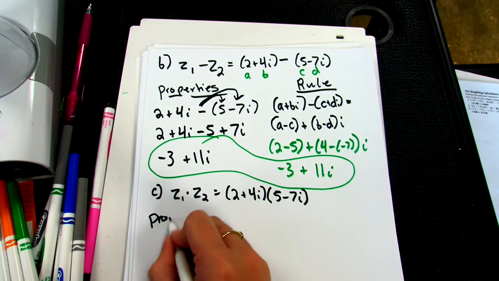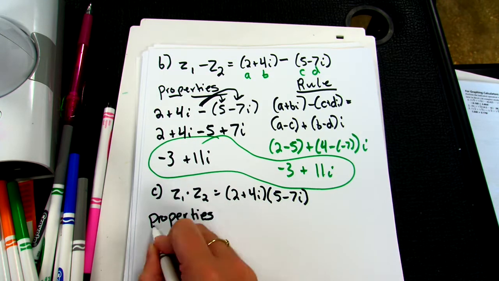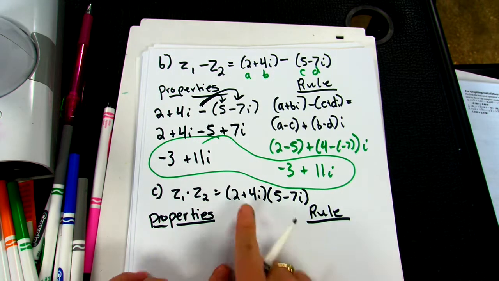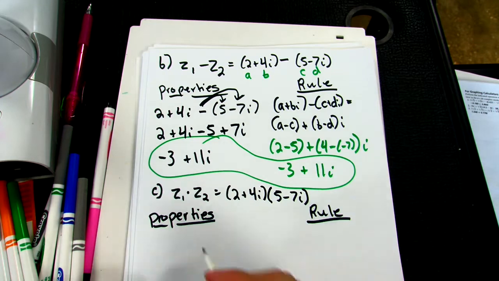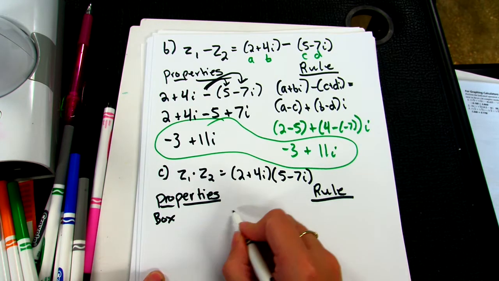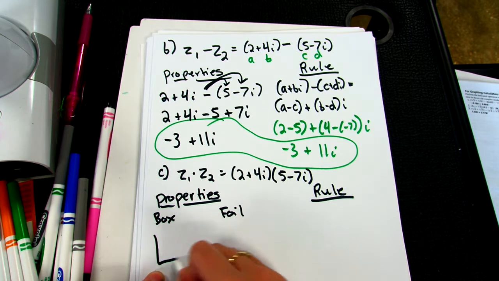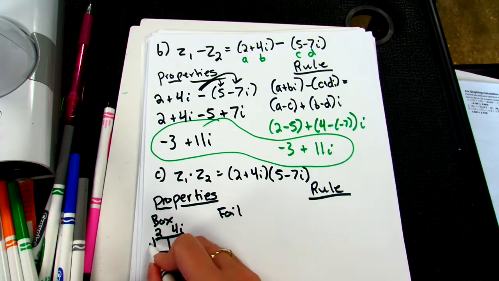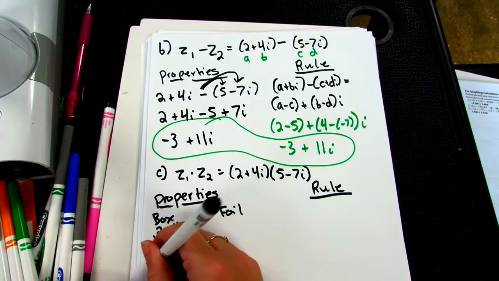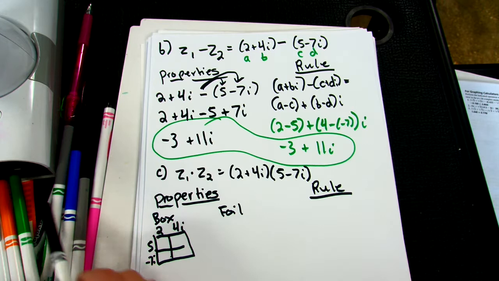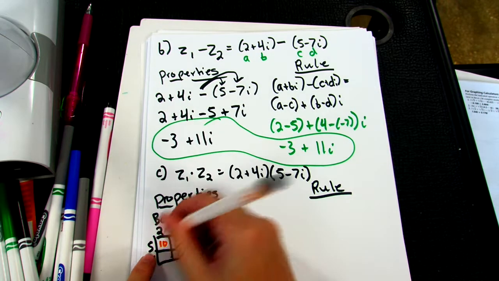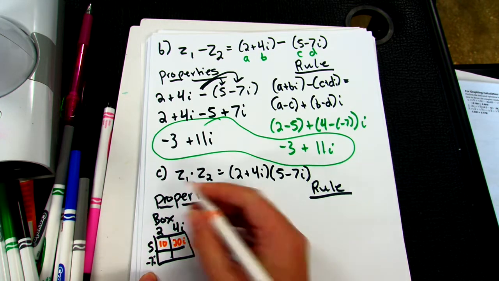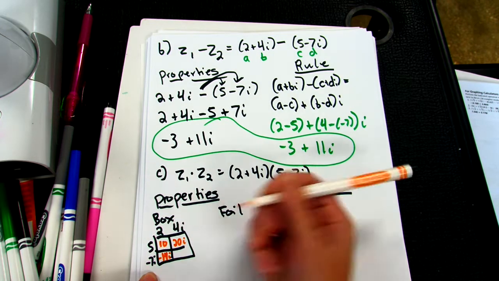So we can do this operation using our properties or by using our rule. When you use your properties, you're going to FOIL. Okay, I do the box method. Actually, I'll do both, box, FOIL. Okay, so box method, we've got 2 and 4i. We've got 5 and negative 7i. Okay, so 5 times 2 is 10. 5 times 4i is 20i. 2 times negative 7i is negative 14i.